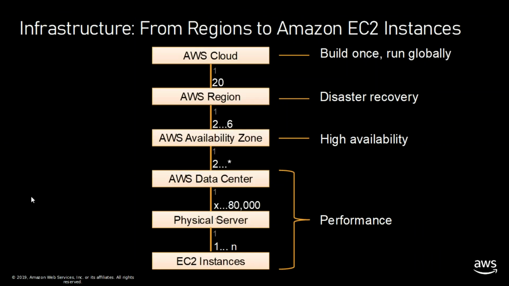So, infrastructure from regions to Amazon EC2 instance. From AWS Cloud, build once, run globally because we have a global reach. Disaster recovery, if you want disaster recovery, we do it by region. If you want availability, we deploy our instances across availability zones. And for performance, we have EC2 instances, physical servers, and our AWS data centers.